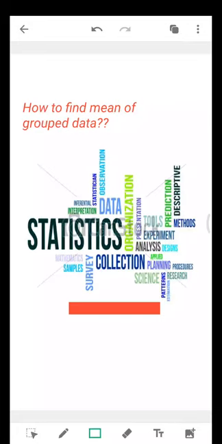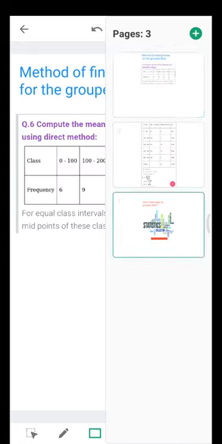In this session, we are going to see how to find mean of grouped data. For previous questions, we have seen how to find mean of ungrouped data. Now, let's see the grouped data. So, let us see a question now.